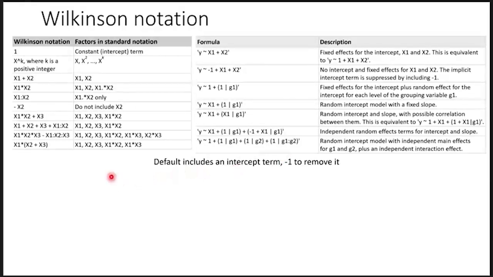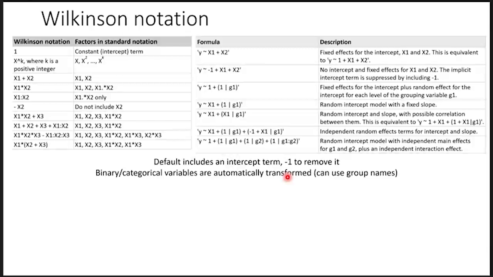Important, default includes an intercept term, -1 to remove it. And binary or categorical variables are automatically transformed. So if I have in my data, let's say healthy, depression, I don't need to go and change it to 0 and 1 like we used to do 10 years ago. Yeah, it's just the computer does it automatically for you.